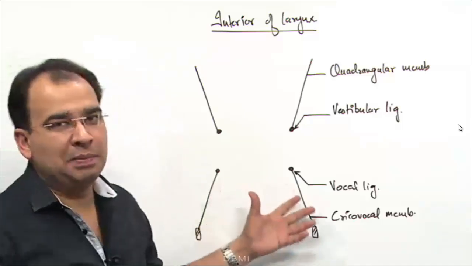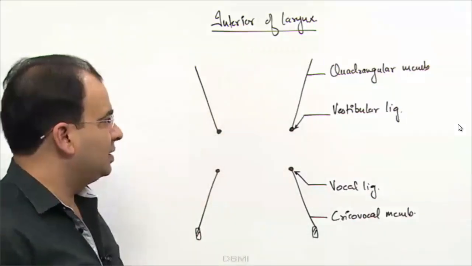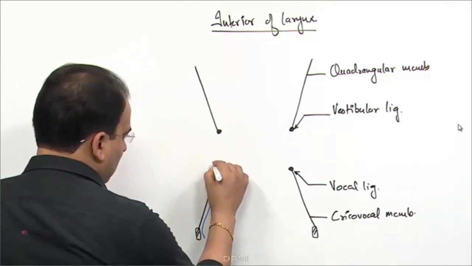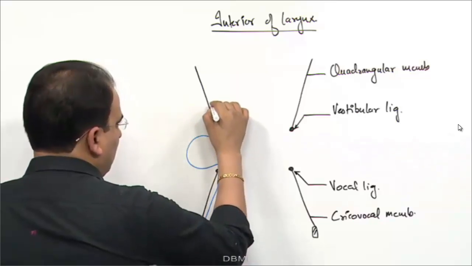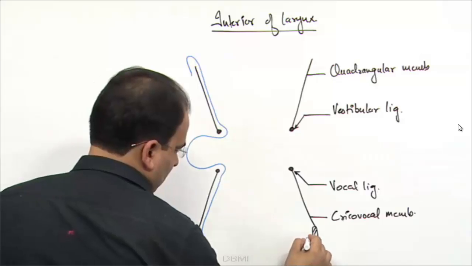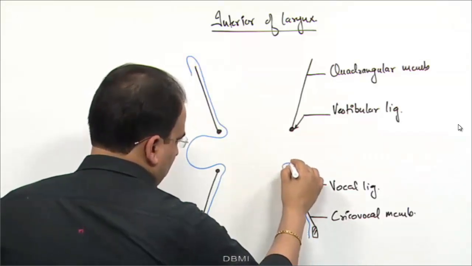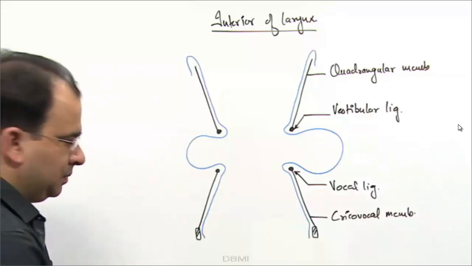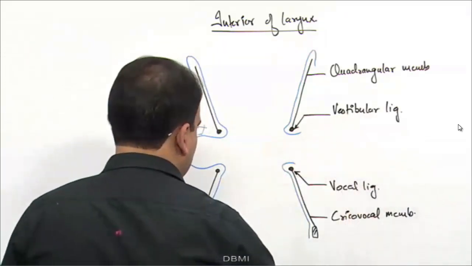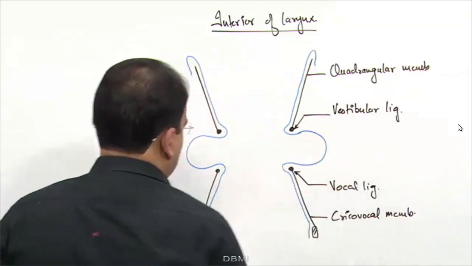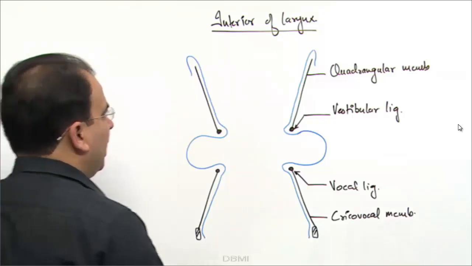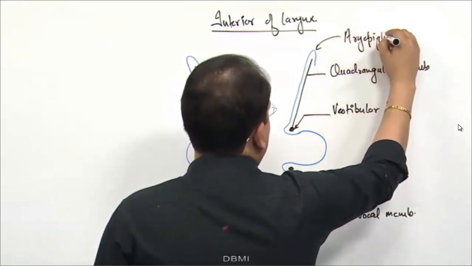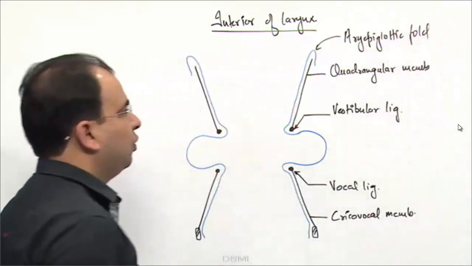And now let me cover it with the mucous membrane. This is a framework made up of membrane and ligaments. Now let's say this is the mucous membrane inside. This mucous membrane will run like this. So this is the mucous membrane present inside, and forming this fold here, this fold is called the aryepiglottic fold.